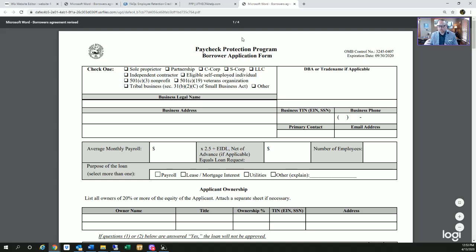No, it does not include any other employer taxes. No, it doesn't include rent. No, it doesn't include utilities. No, it doesn't include interest. That's all on the back side.